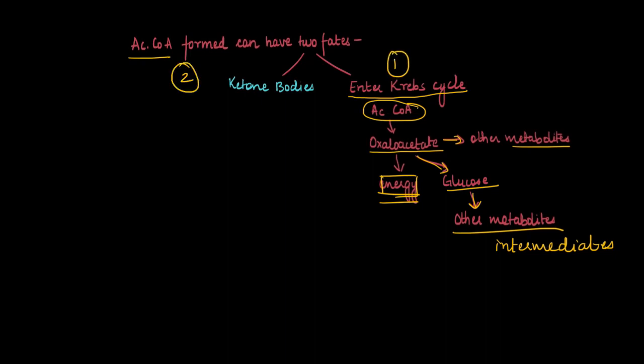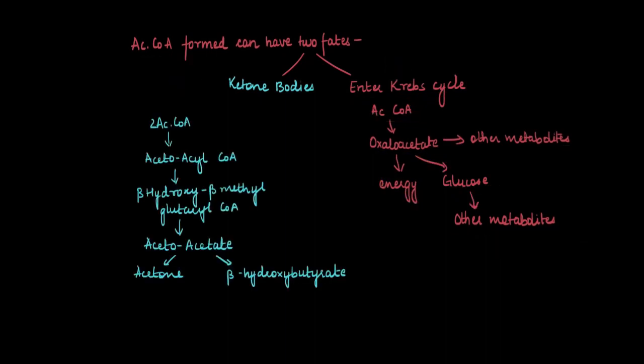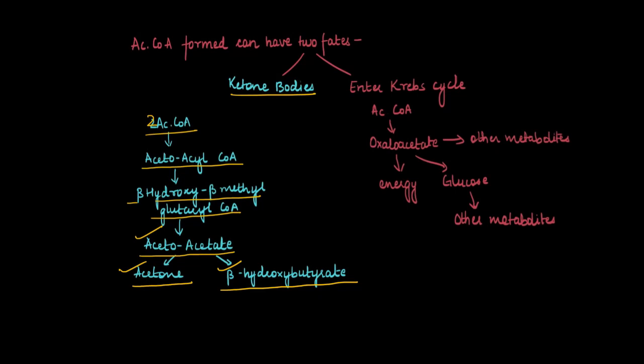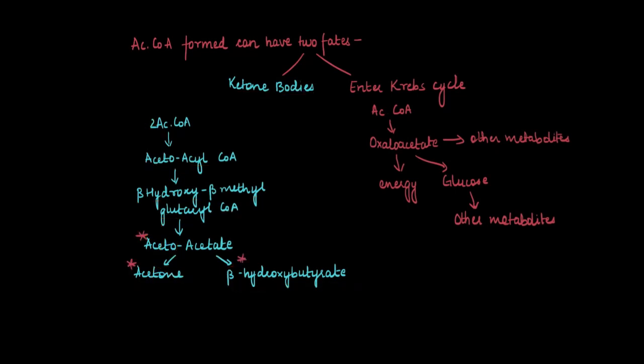The second fate of acetyl coenzyme A is formation of ketone bodies. Two acetyl coenzyme A get converted into acetoacetyl coenzyme A. Acetoacetyl coenzyme A gets converted into beta hydroxy beta methyl glutaryl coenzyme A. This compound gets converted into acetoacetate. This compound breaks down into acetone and beta hydroxy butyrate. These three compounds are called ketone bodies because they have ketone groups in them. These three.